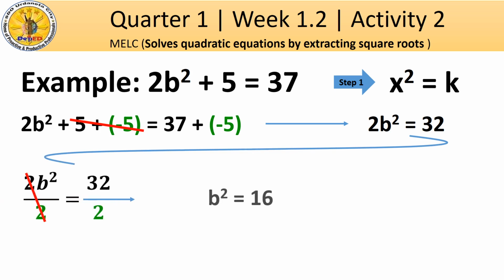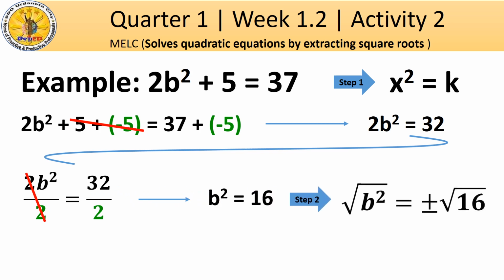The new equation now will become b squared equal to 16. And then, we take the square roots of b squared and 16. Our final answer is b equal to positive negative 4.